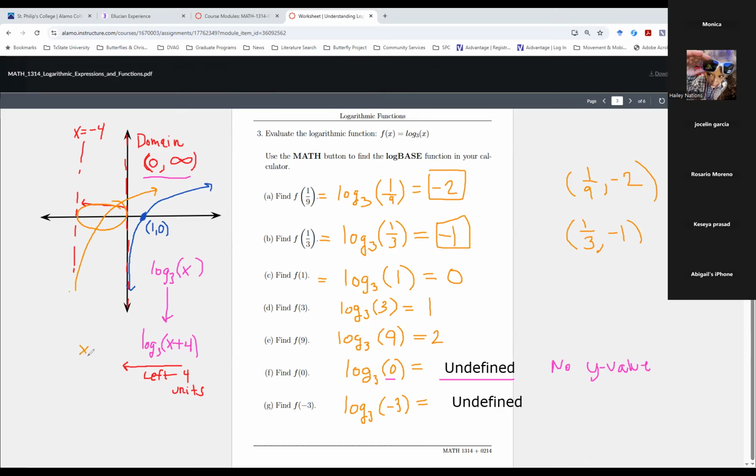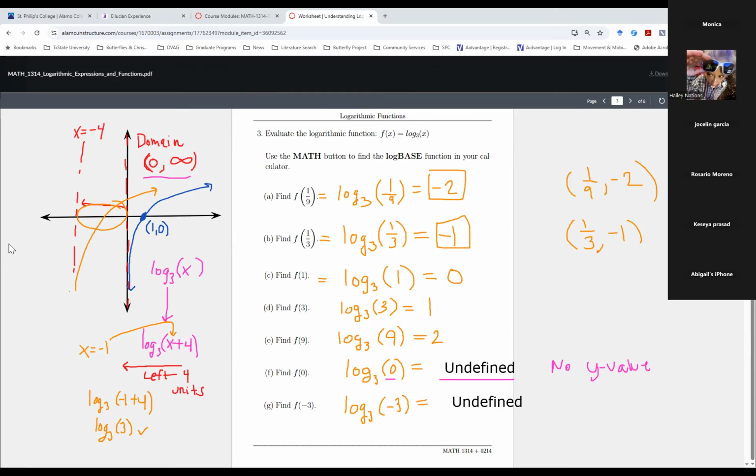For instance, if I took x equal to -1 and plugged it into this modified function, then that would be log base 3 of -1 plus 4. And what is -1 plus 4? 3. Yeah, and that's 3, which is a positive number. So that would be okay, right?